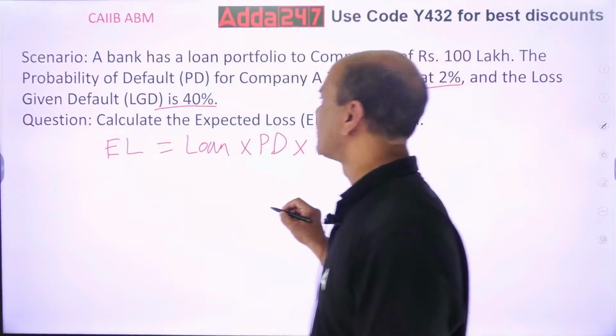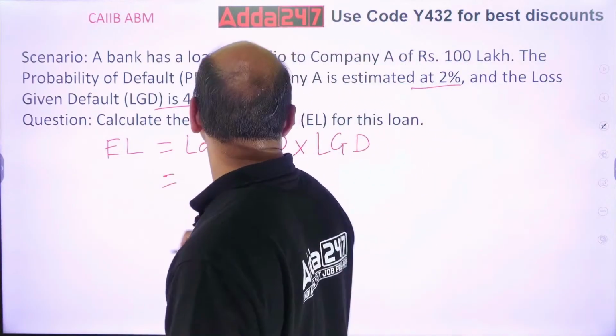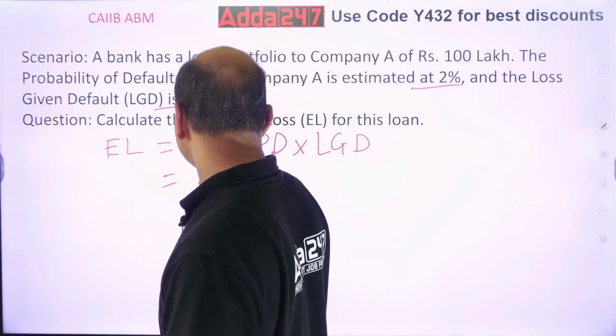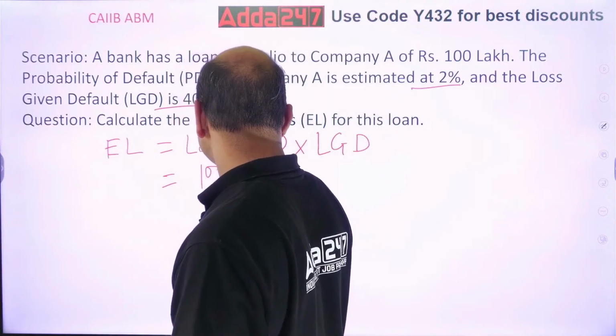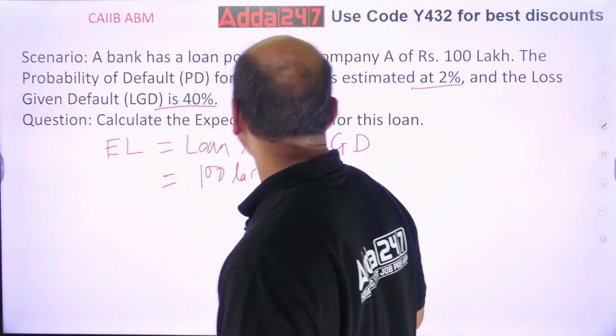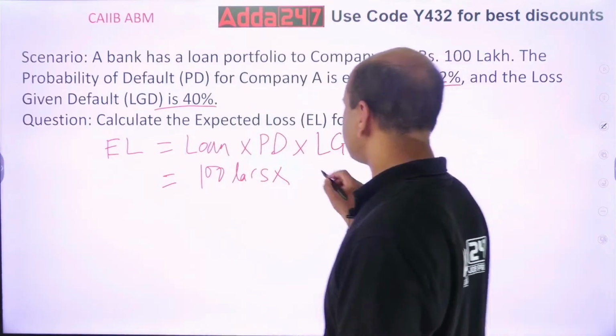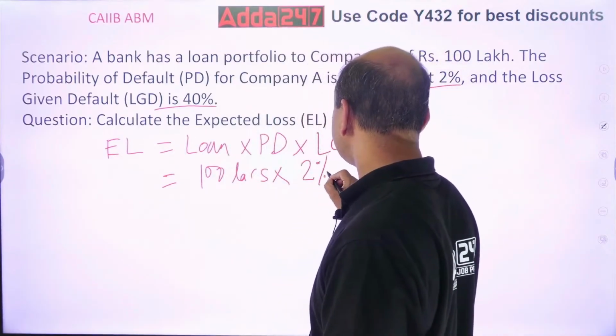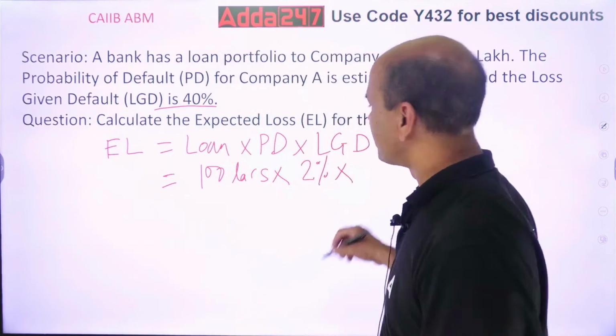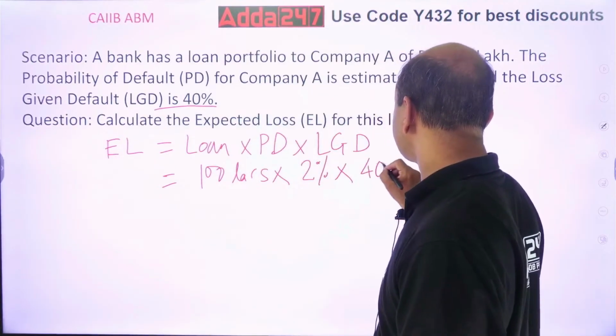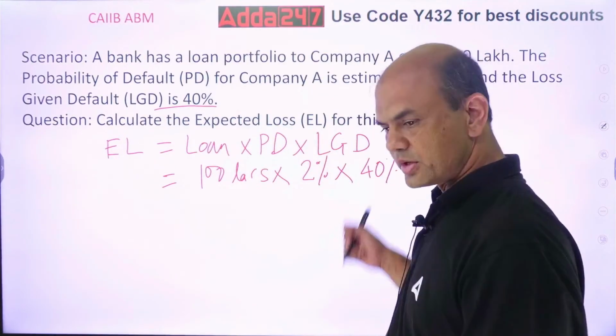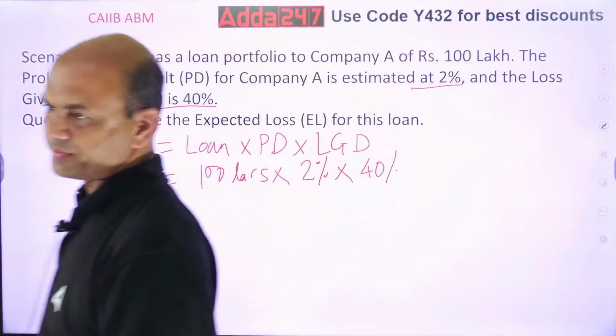So that is equal to what? What is the loan now? The loan is 100 lakhs, into probability of default, which is 2%, into 40%. So calculate it.